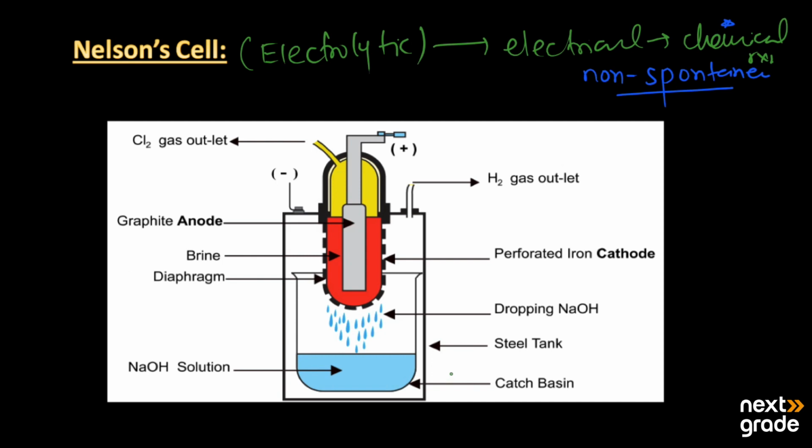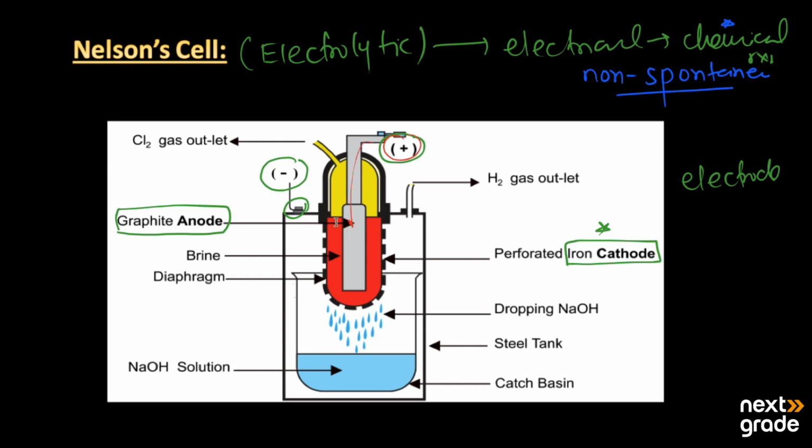This is the simple construction of the Nelson cell, in which we have a beaker and two electrodes, the first positive and the second negative. The graphite works as the anode, and on the other hand, the iron works as the cathode. These two are the electrodes. The anode carries the positive charge and the cathode carries the negative charge. So here you can see the negative charge carried by the cathode and the positive charge carried by the anode.